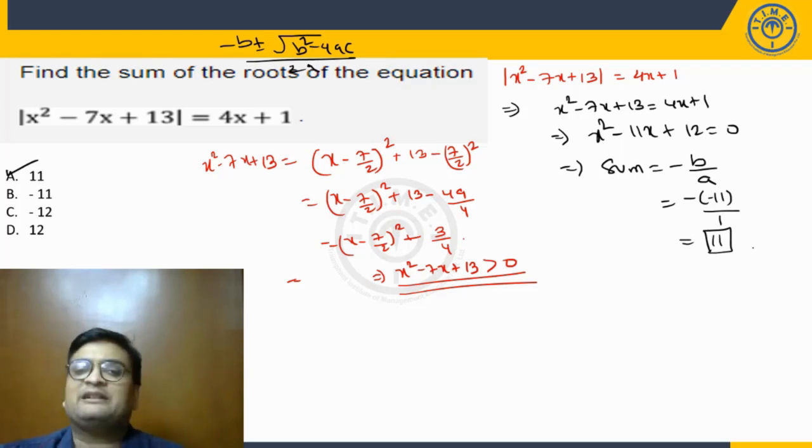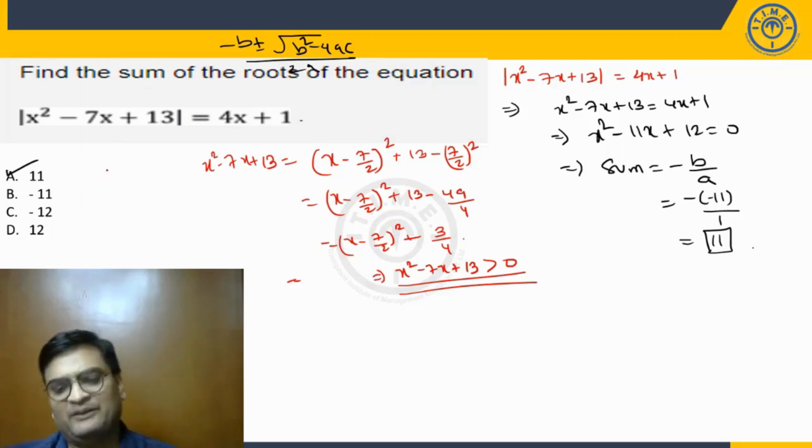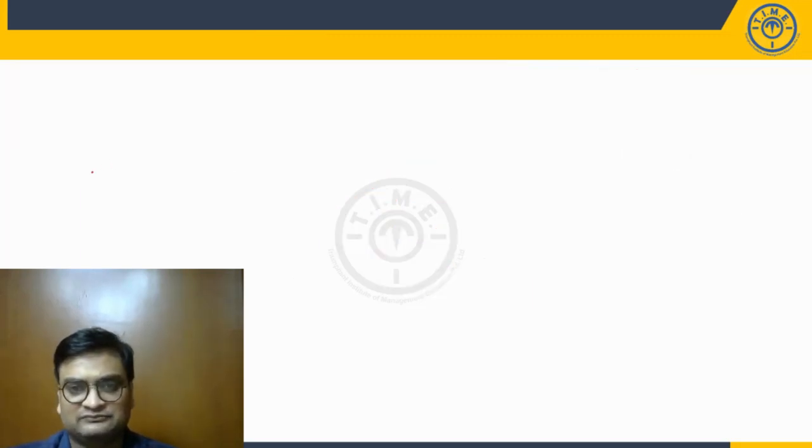So for the sum of the roots, the answer should be 11. This mod has no impact because the term inside the modulus is always positive. I hope we are clear with this.